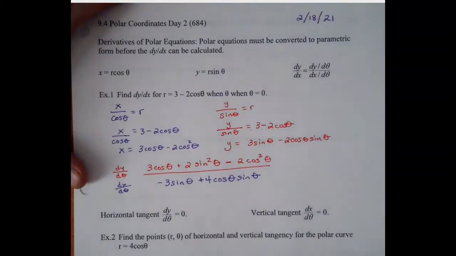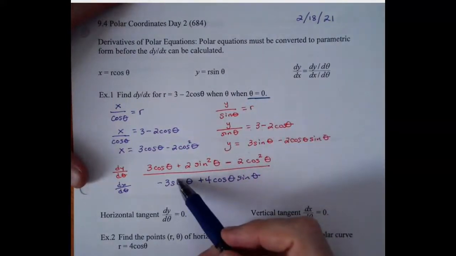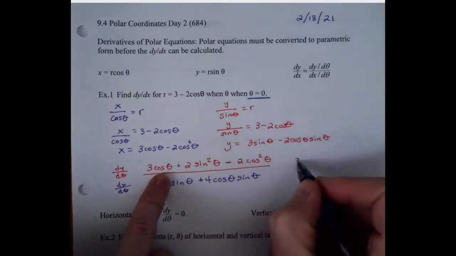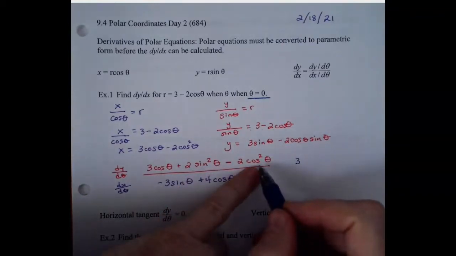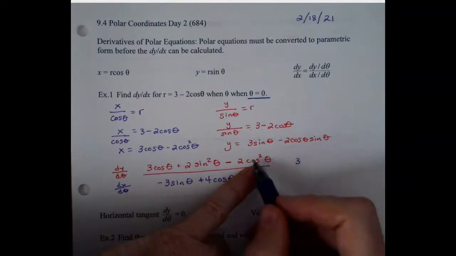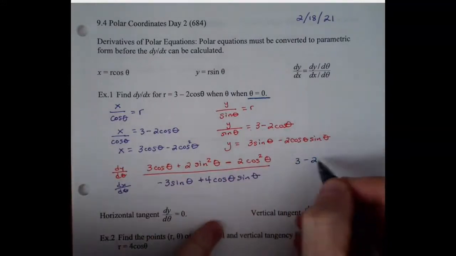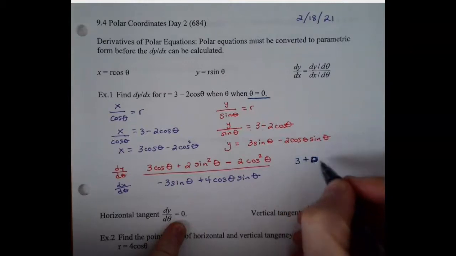Alright, now, because we are evaluating this at a specific point, we can just go ahead and plug that in right now. So the cosine of 0 is 1, so that's going to be 3. The sine of 0 is 0, that's going to be gone. And the cosine of 0 is 1, squared is 1, times 2 is 2, so that's going to be 3 minus 2. Suppose I could have put a plus 0 in there, maybe. I don't know if that helps. And then minus 2 like that.